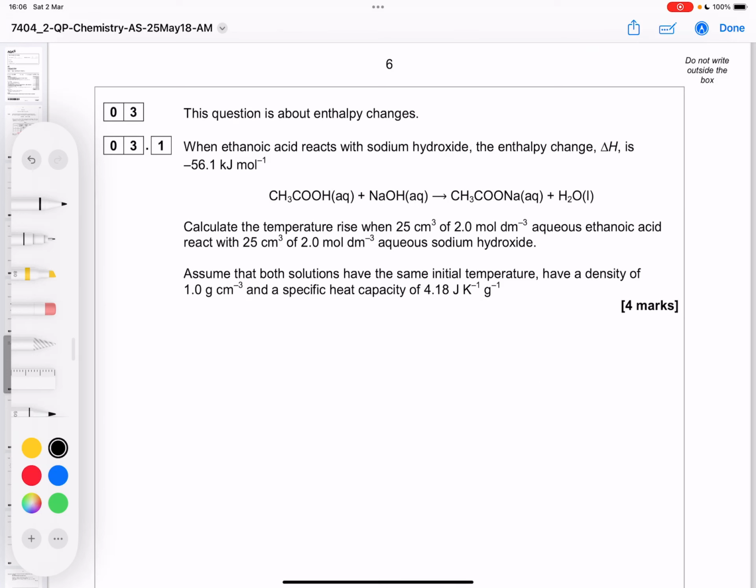This question is about enthalpy changes. When ethanoic acid, so here's our ethanoic acid, here's the formula, reacts with sodium hydroxide, the enthalpy change is minus 56.1, so exothermic. Calculate the temperature rise when 25 centimetres cubed of 2 molar ethanoic acid reacts with 25 centimetres cubed of 2 molar sodium hydroxide.